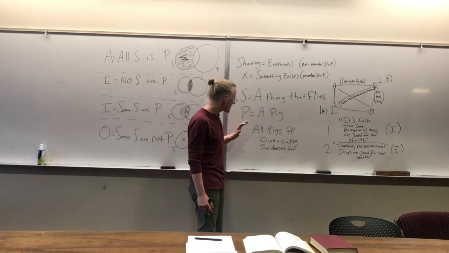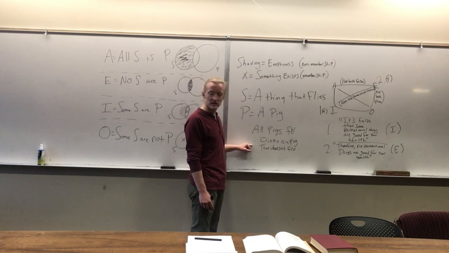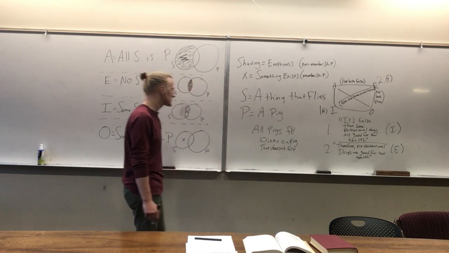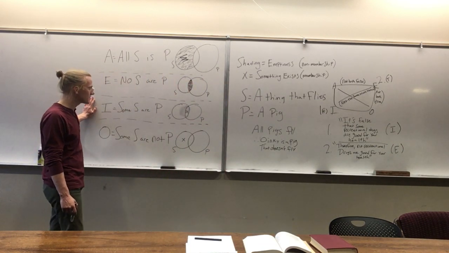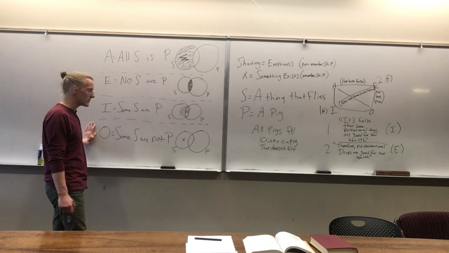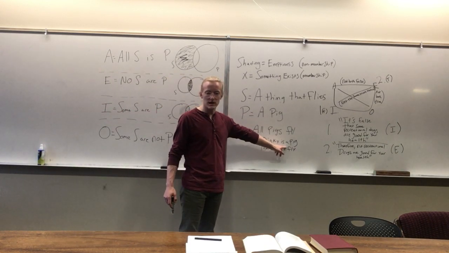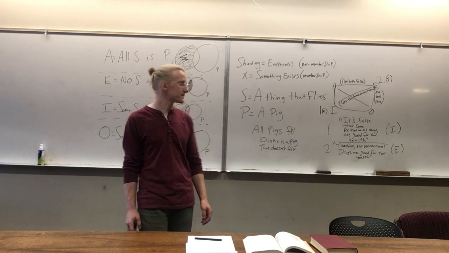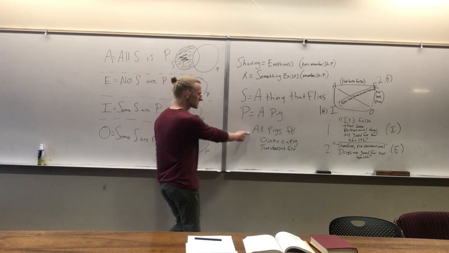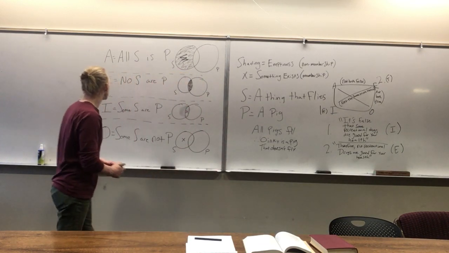Anyways, so I have an A statement that all pigs fly, and Oinky is a pig that doesn't fly. Oinky is a pig that doesn't fly takes the form of an O statement. There is some S, which is Oinky the pig, that doesn't fly, that isn't a P. There's some pig that doesn't fly. Is this inference valid? Well, all pigs fly.